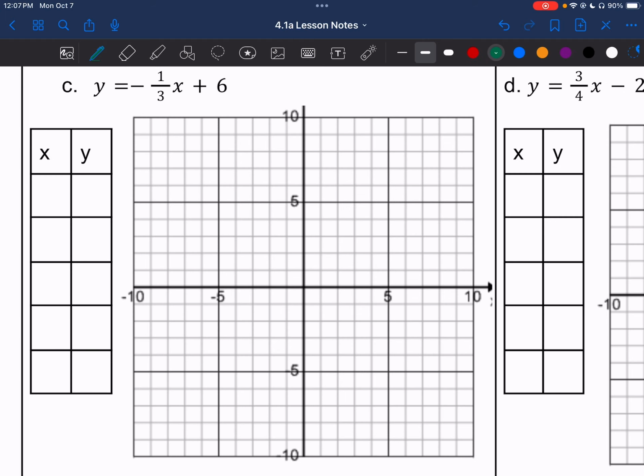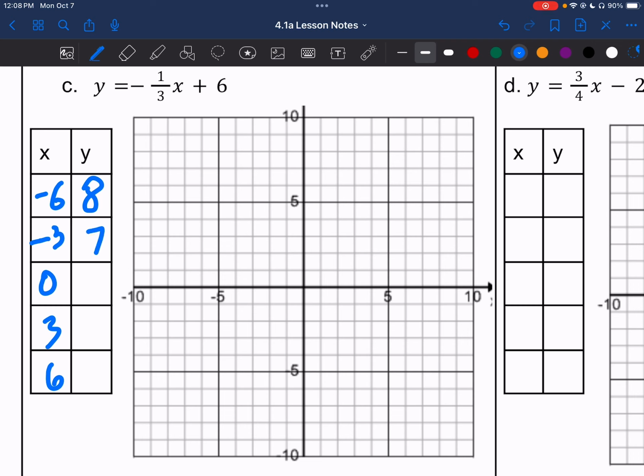Example 3. We have y equals -1/3 x plus 6. So we're talking about 1/3, so I'm going to use multiples of 3. So we have -6, -3, 0, 3, and 6. And when we substitute in -6 times -1/3, that's going to give us a +2, plus 6 is 8. -3 times -1/3 is going to give us a +1, plus 6 is 7.